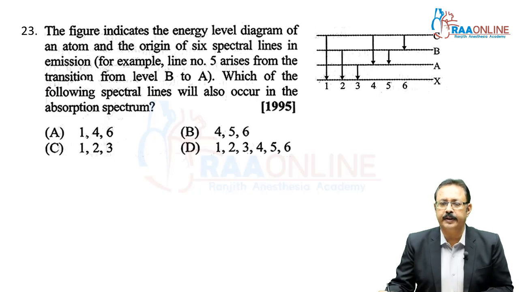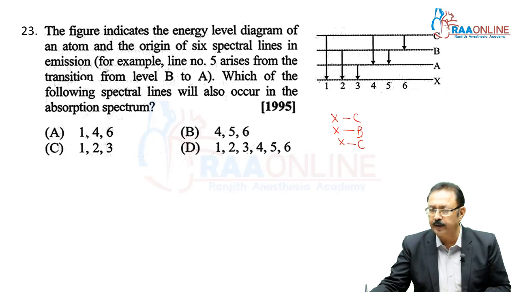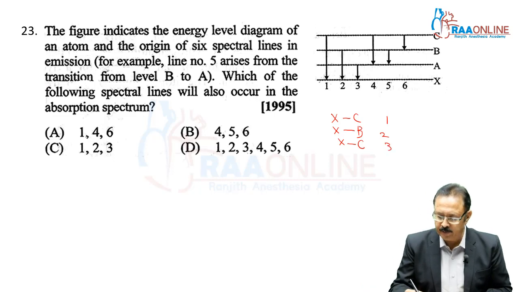So X to C, you will get 1. X to B or X to A. Only 3 absorption lines are possible. X to C corresponds to 1, X to B corresponds to 2, X to A corresponds to 3. So we will go with option 3.